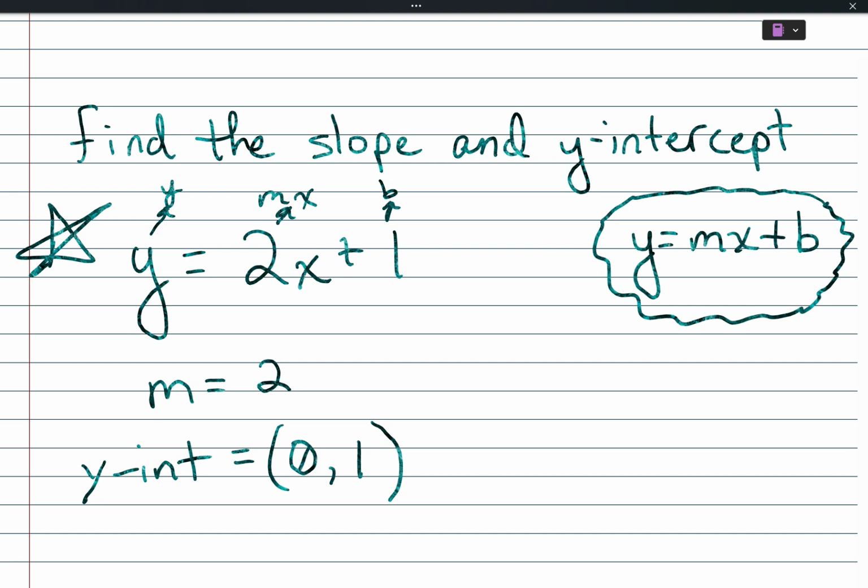Sometimes, to go a little bit further, when you start to graph using the slope and y-intercept, you want to write your slope as a fraction. So to write 2 as a fraction, you would just write 2 over 1.